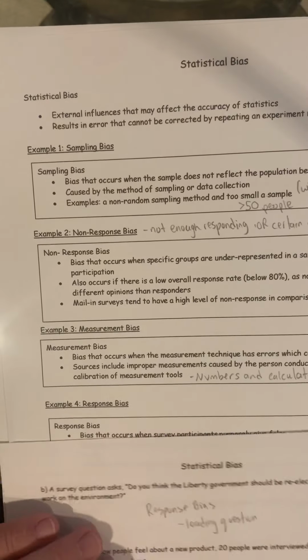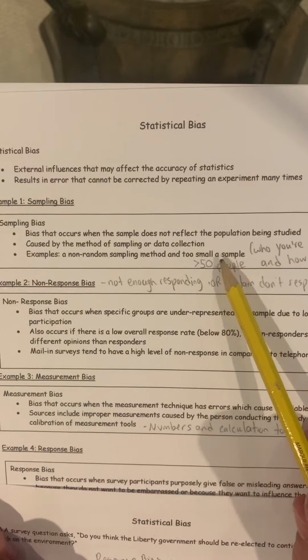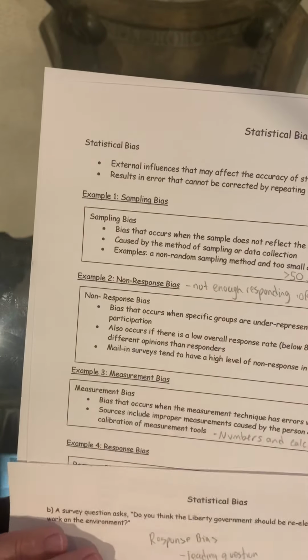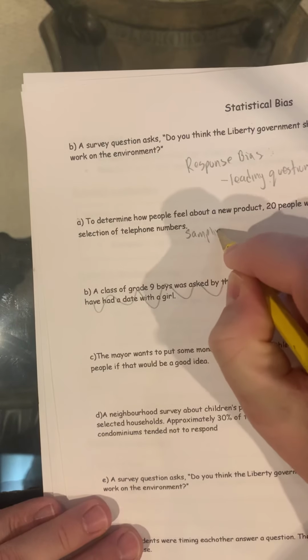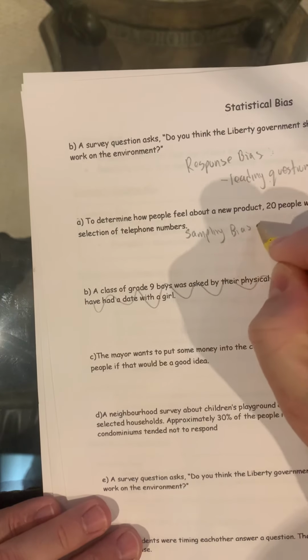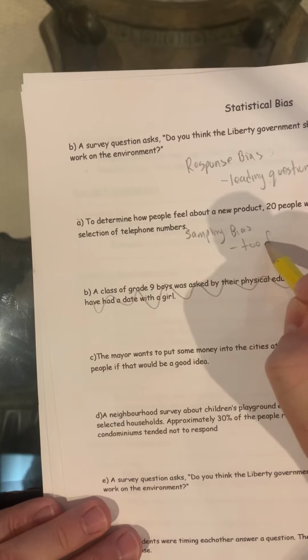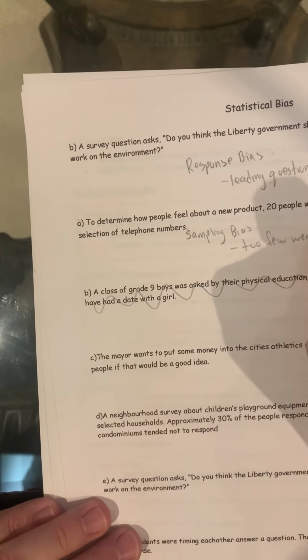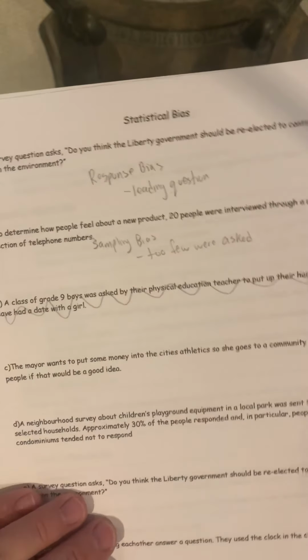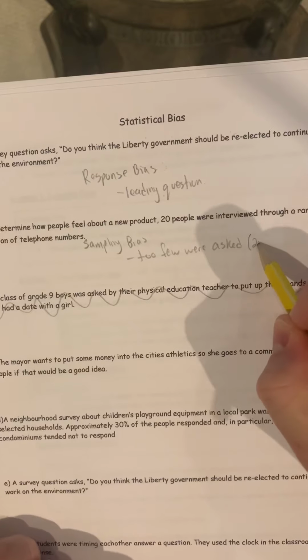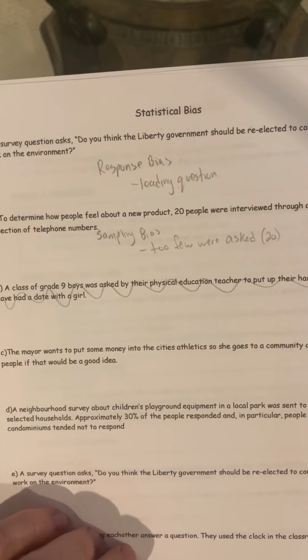Well, we go back here. We want at least 50. Okay, so this would be a sampling bias. Sampling bias, too few were asked. Okay, so in this case it was only 20. We want to have 50 or above.